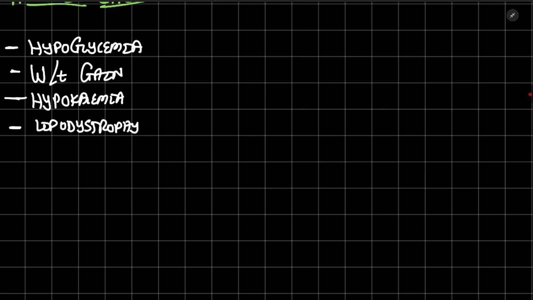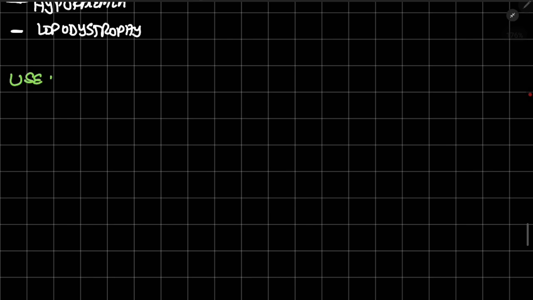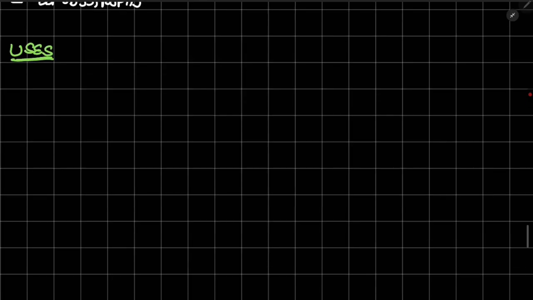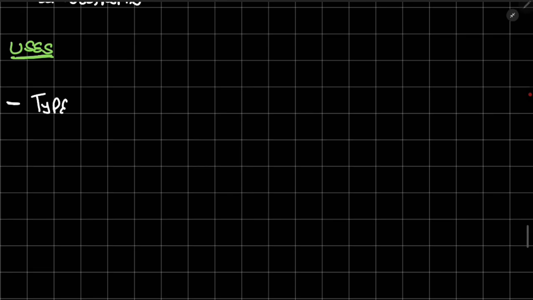Now the main uses. We already studied the uses indirectly, but the main use is in type... this is the most tricky question. In which type will insulin be more effective? Yes, in type 1, effective and preferable. Type 1 diabetes mellitus.